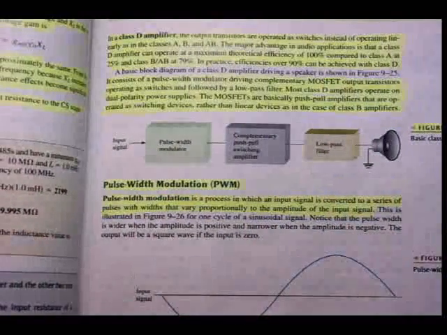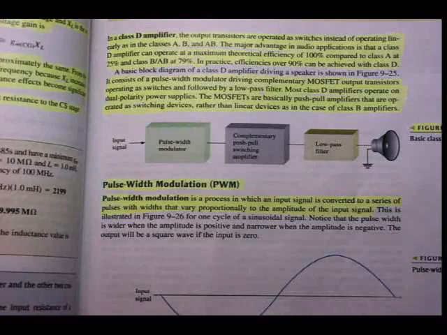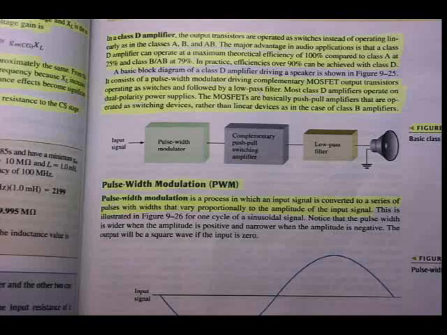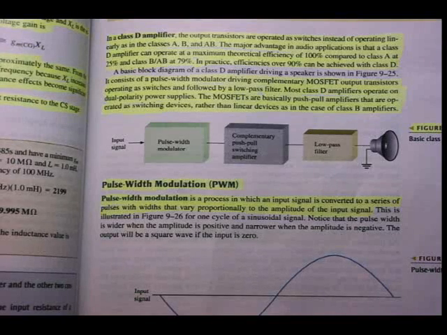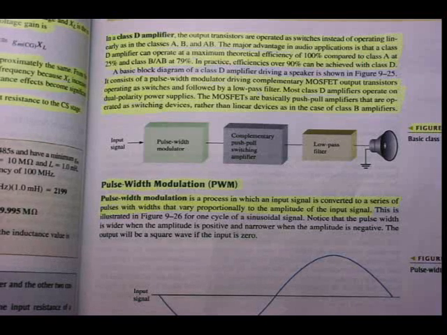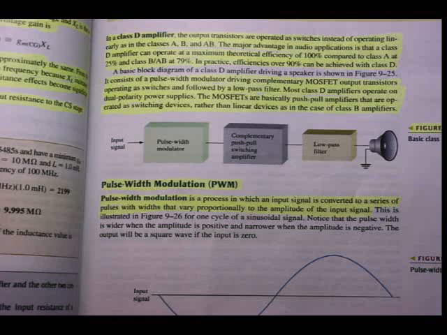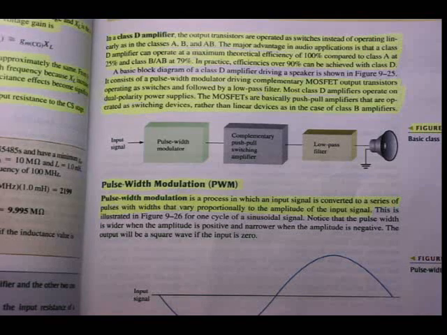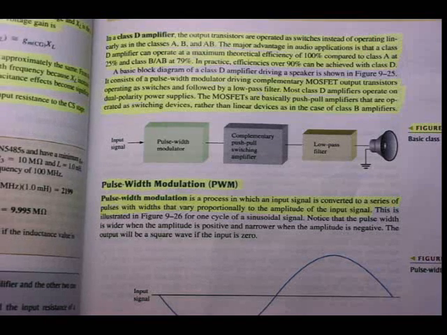All right, so I want you to underline, as I have done here in my book, Class D amplifier. In a Class D amplifier, the output transistors are operated as switches instead of operating linearly as in the Class A, B, and AB amplifiers. Switches, of course, what do I know about a switch? A switch is either on or a switch is either off. No? So it's conducting fully saturated or it's off. There's no conduction. All right, let's see how this works.